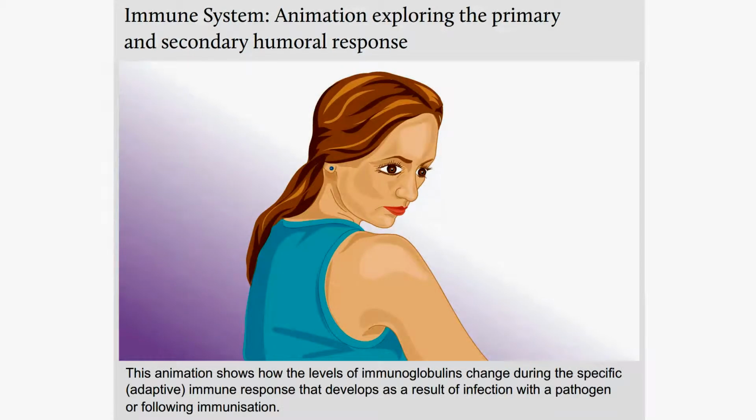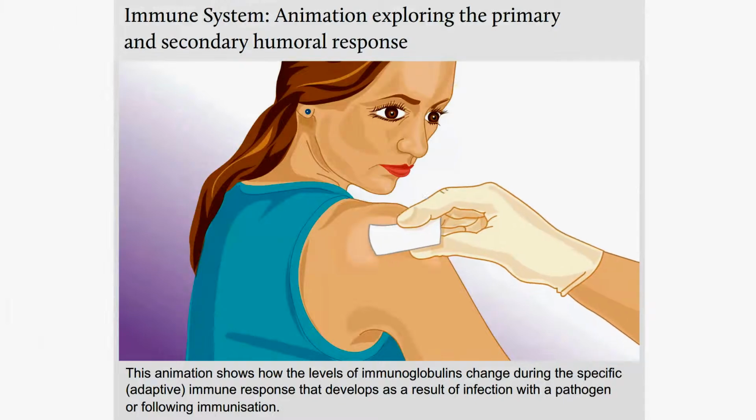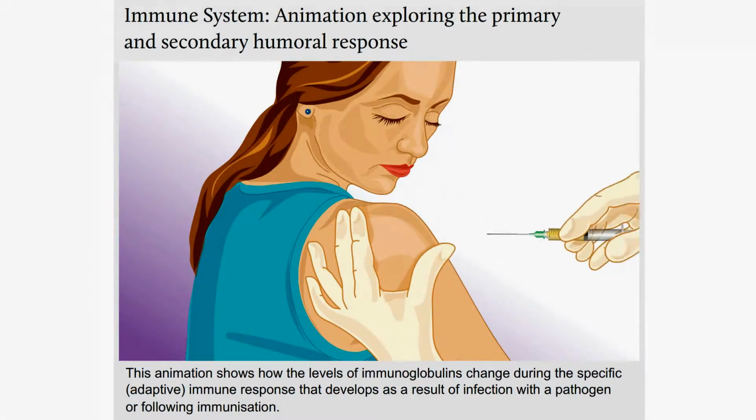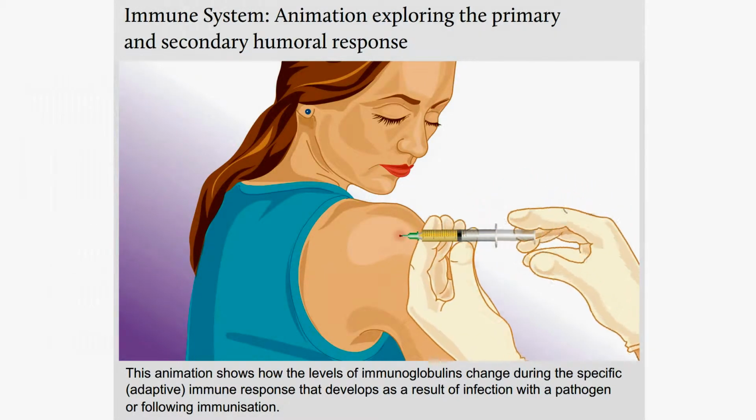This animation shows how the levels of immunoglobulins change during the specific, adaptive immune response that develops as a result of infection with a pathogen or following immunization.